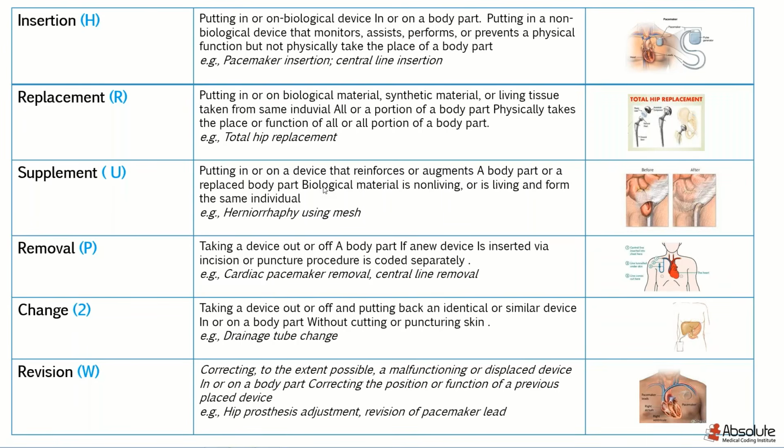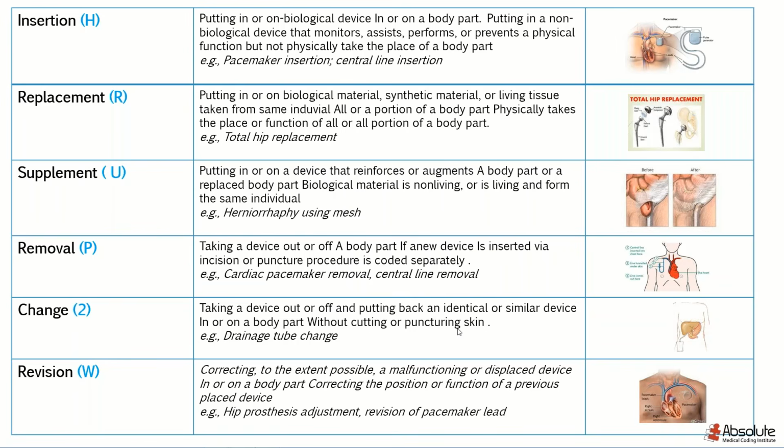Value P, this is removal. This is taking a device out or off a body part. If a new device is inserted via incision or puncture procedure, that's coded separately. So an example would be a cardiac pacemaker removal or a central line removal.